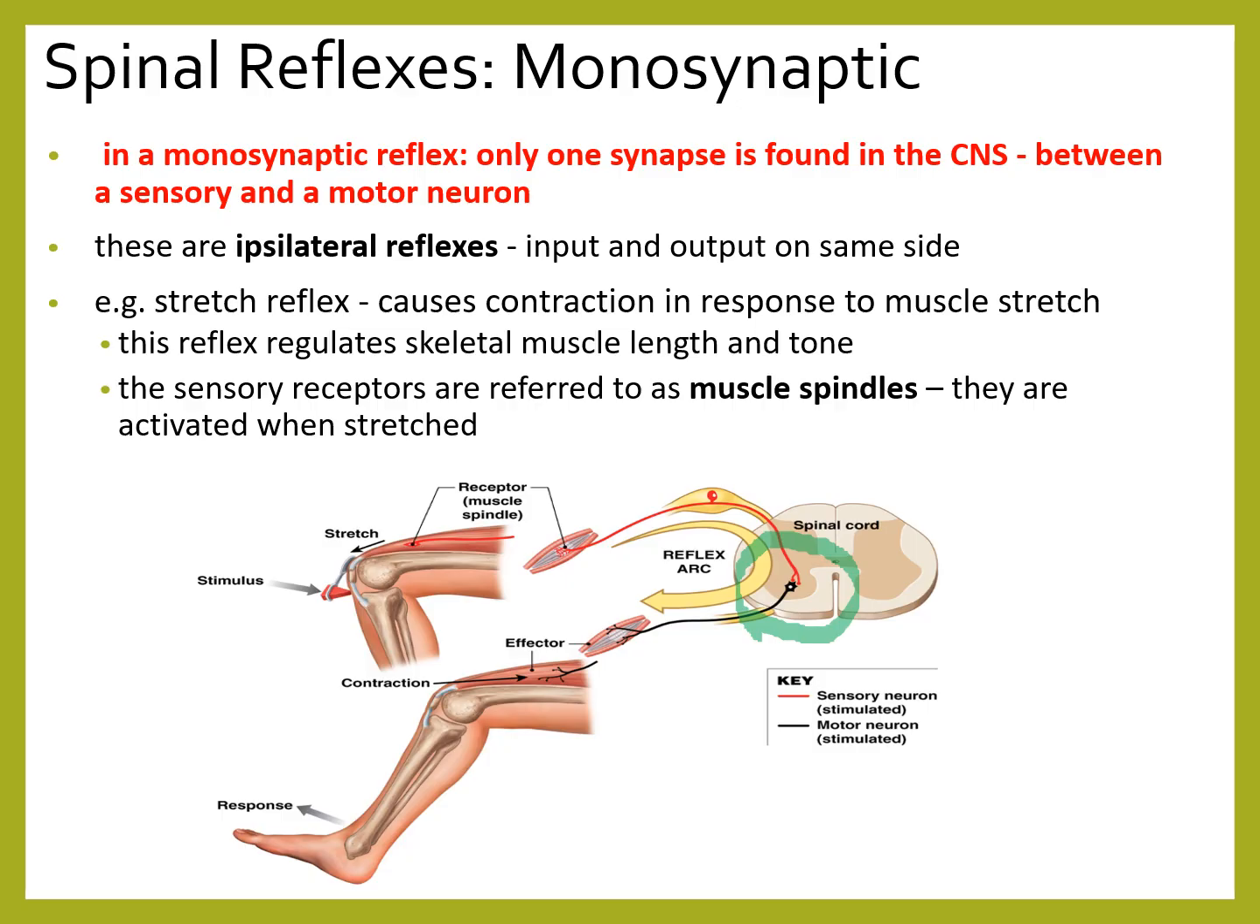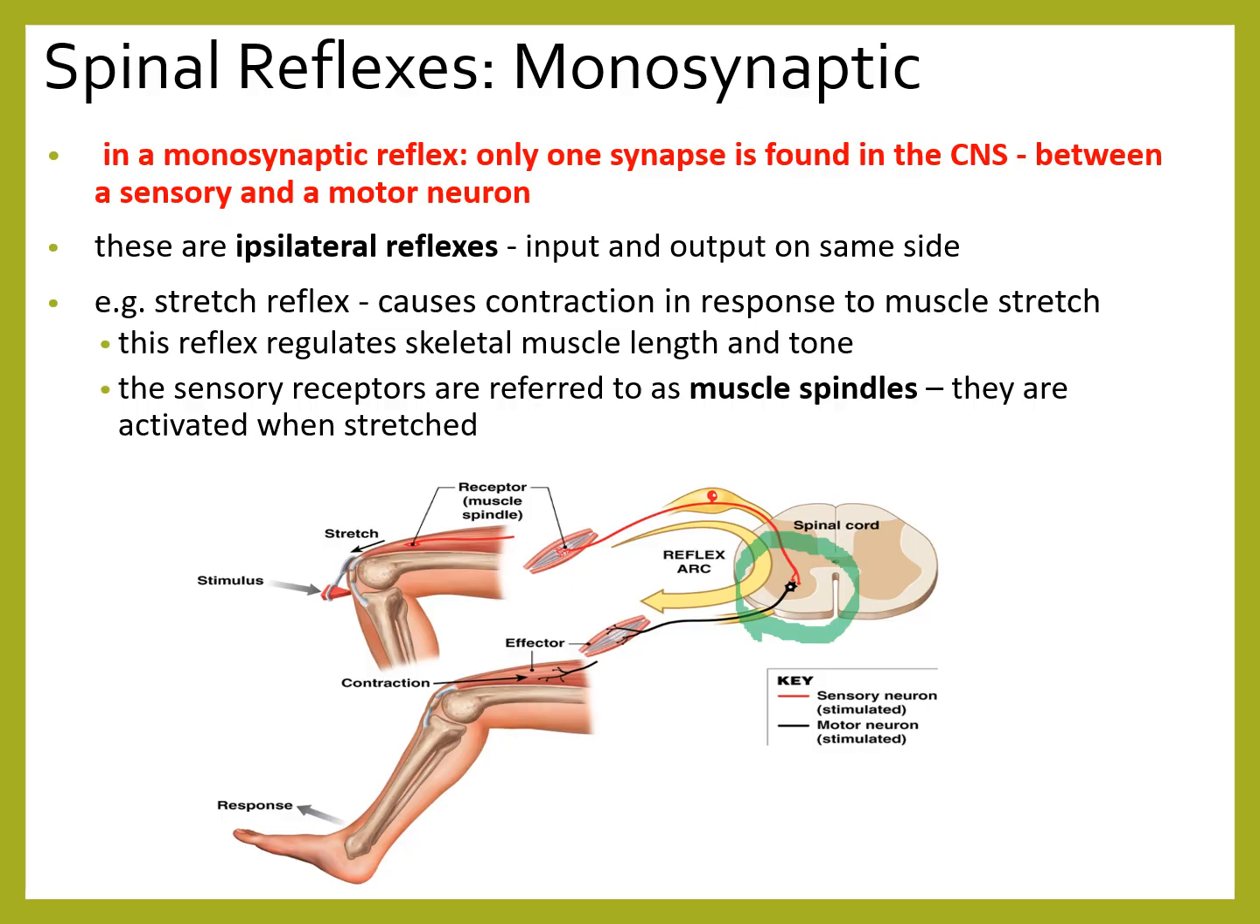Monosynaptic spinal reflexes are ipsilateral reflexes. In other words, the sensory input and motor output occur on the same side of the spinal cord. And a great example of a monosynaptic reflex is a stretch reflex. A stretch reflex causes contraction in response to muscle stretch. And stretch reflexes exist because they regulate skeletal muscle length and tone.